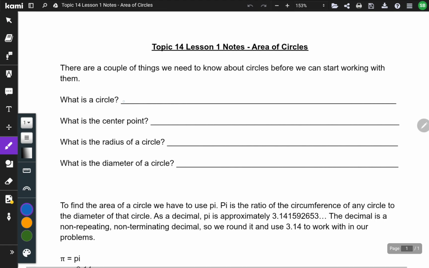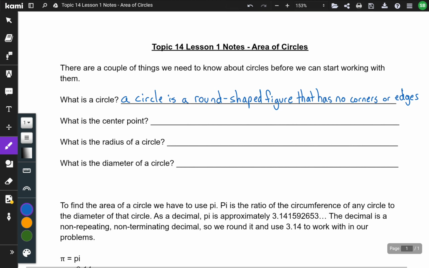So what is a circle? A circle is a round-shaped figure that has no corners or edges. Do your best to fit it on that line. So a circle is a round-shaped figure that has no corners or edges. I mean, we mostly know what a circle is.